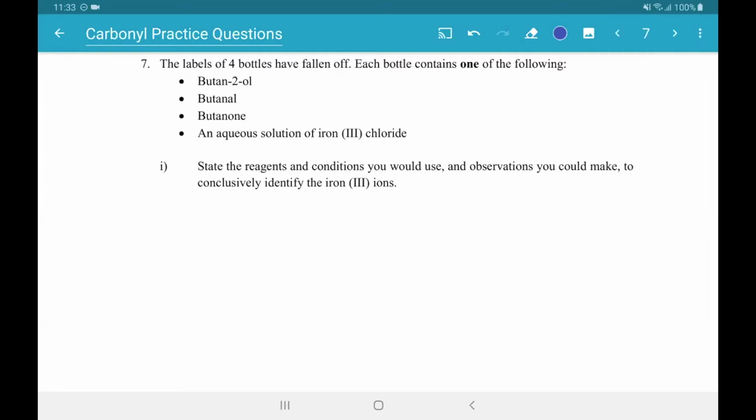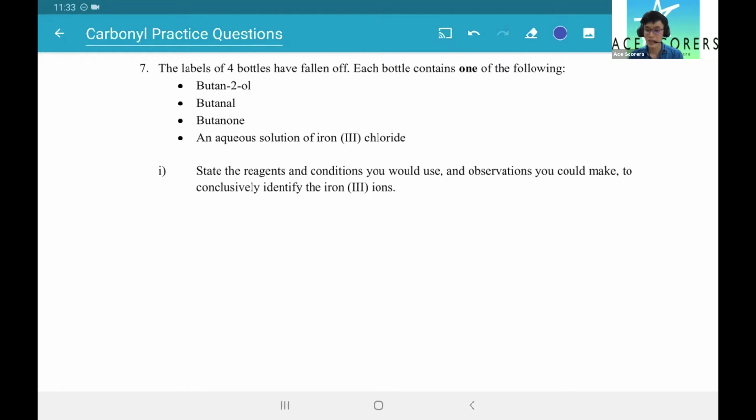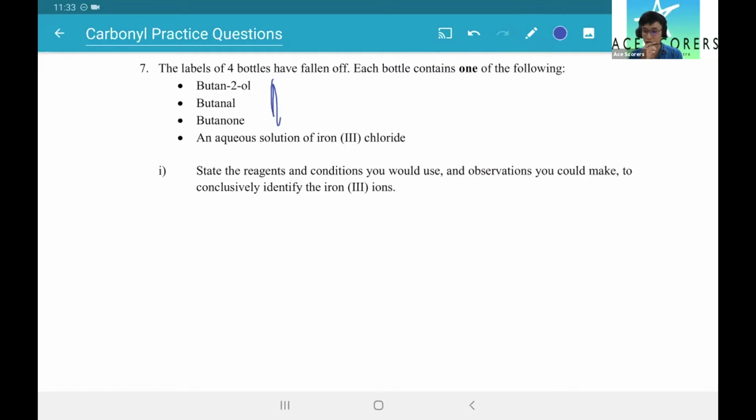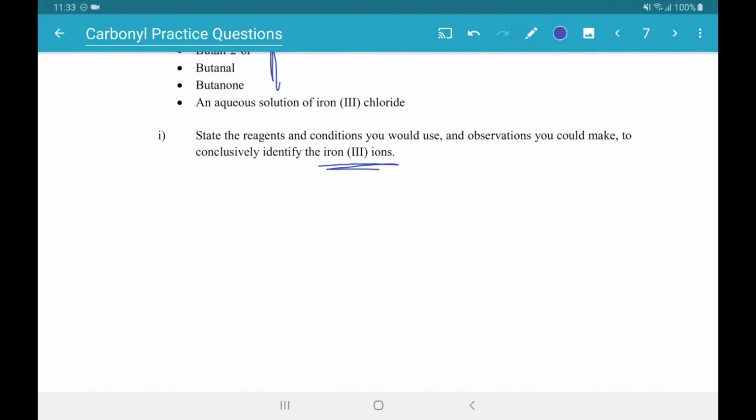Okay, so question 7. It's about distinguishing various substances. You have 3 organic compounds here, which are butan-2-ol, butanol, and butanone. And then you have a solution of iron(III) chloride. So first you want to identify this Fe3+. How to identify? Jiaxuan, what do you use? This question I didn't know how to do. Okay, how about Kellyanne? I didn't know how to do also. Carrie, what do you use?